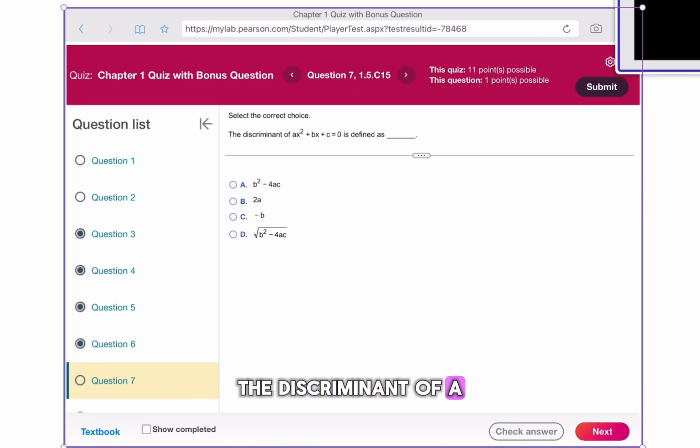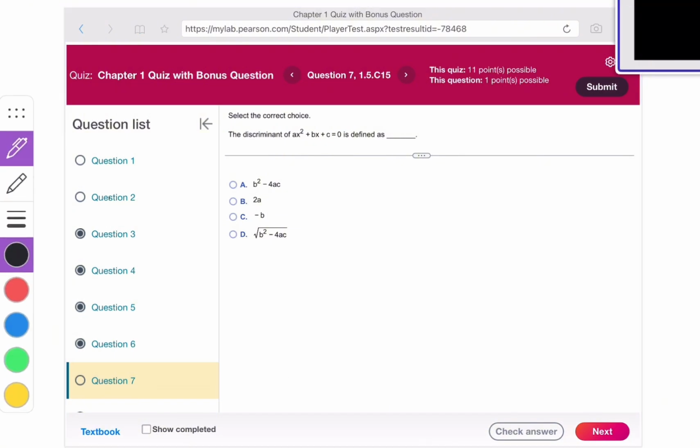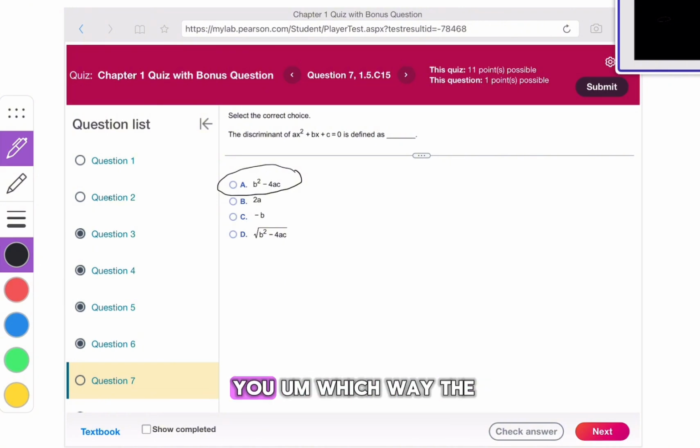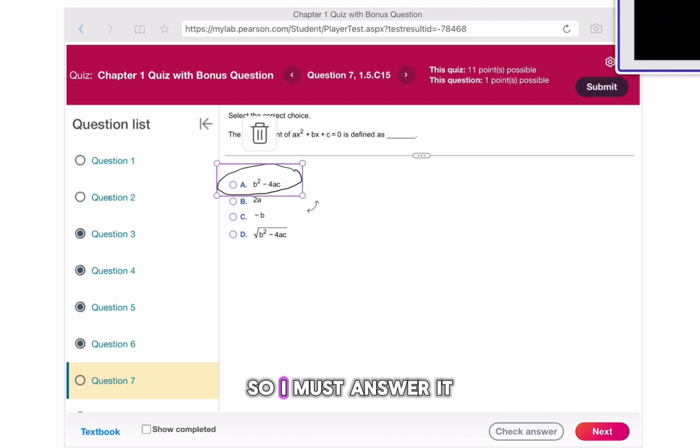The discriminant of ax squared plus bx plus c is identified as b squared minus 4ac. All you have to do is just look up the discriminant. The discriminant just tells you what kind of solutions the parabola is going to have. It's either going to have two solutions, it's going to have one solution, or it's going to have an imaginary solution. Oops. So I must answer it.